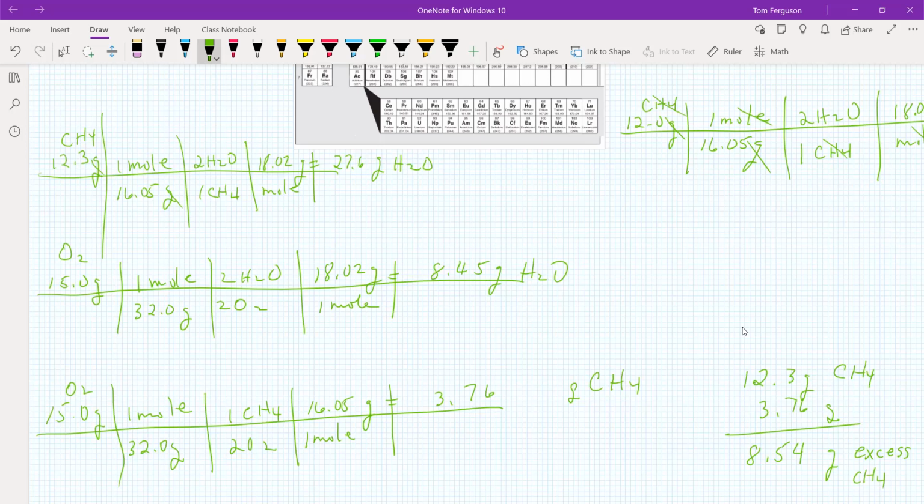When we have the first two equations, figure out which limits the product. We don't know that. You can't tell by looking at it. You have to actually do the calculations.